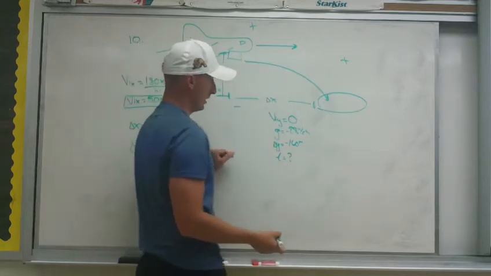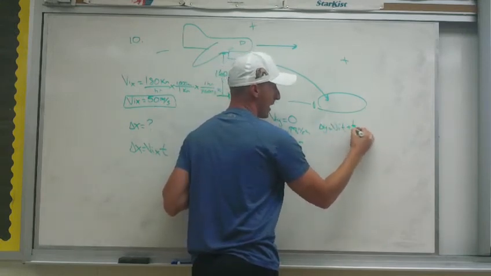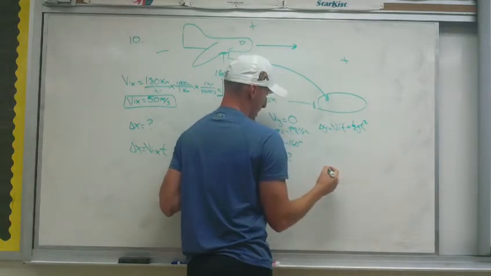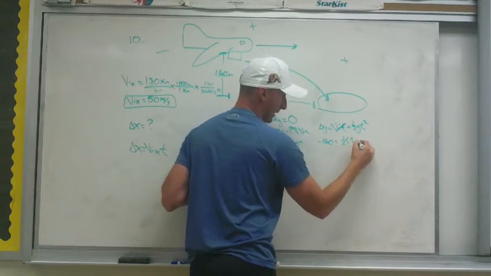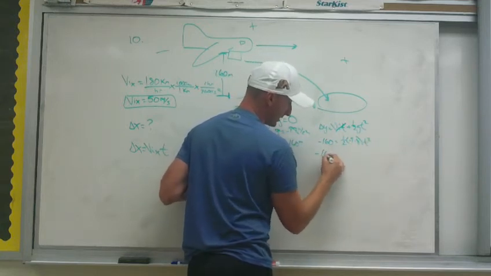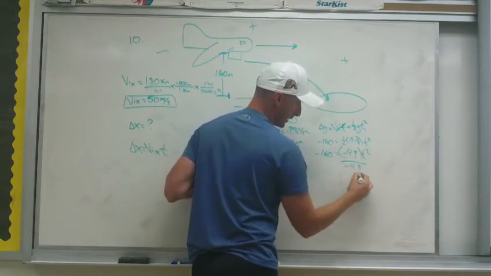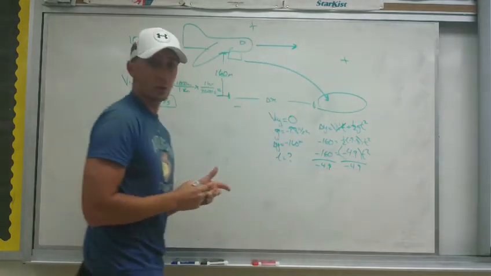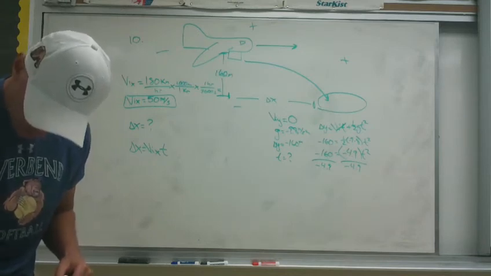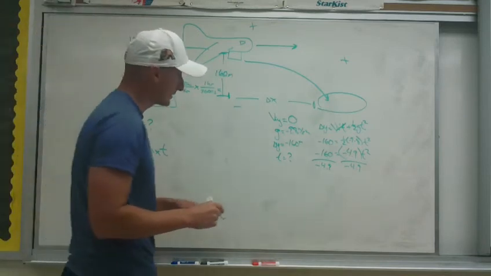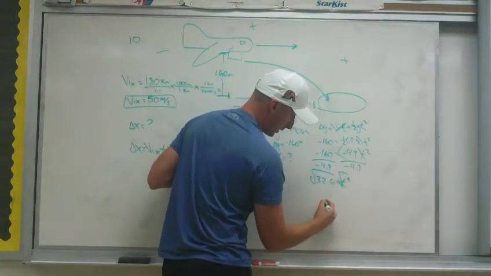One-dimensional motion problem here. I'm going to use delta y equals Viy t plus 1/2 g t squared. Delta y is negative 160, Viy is 0, 1/2 times negative 9.8 t squared. I get negative 160 equals negative 4.9 t squared. Divide by negative 4.9: 160 divided by 4.9. I get 32.6, so 32.6 equals t squared.